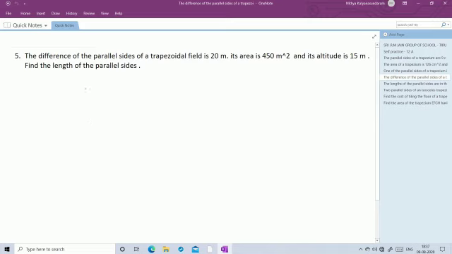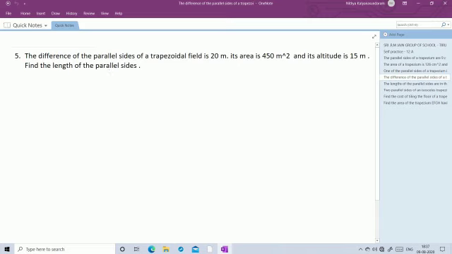Next question. The difference of the parallel sides of a trapezoidal field is 20 meter. Its area is 450 meter square and its altitude is 15 meter. Find the length of the parallel sides. So here the difference of parallel sides is given, that is 20 meter. Area is given, altitude is given. You want to find out the length of the parallel sides.